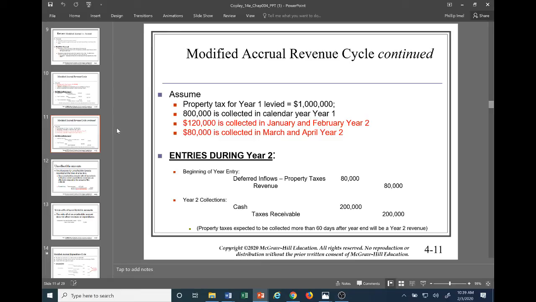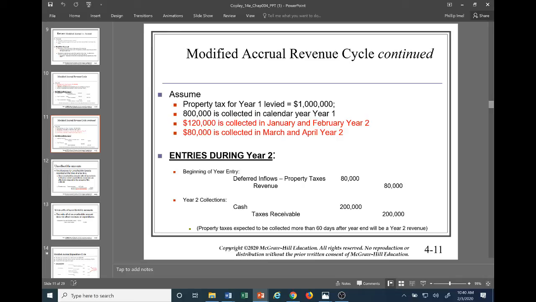So when we collect that, once again, assets are original debits. So we debit cash. It's money coming in. The cash account is increasing. Taxes receivable, $200,000, we're crediting it. We know assets are original debits, so if we credit an original asset, it's reducing it. So the $200,000 is the rest of our taxes receivable being reduced down. Does that make sense?